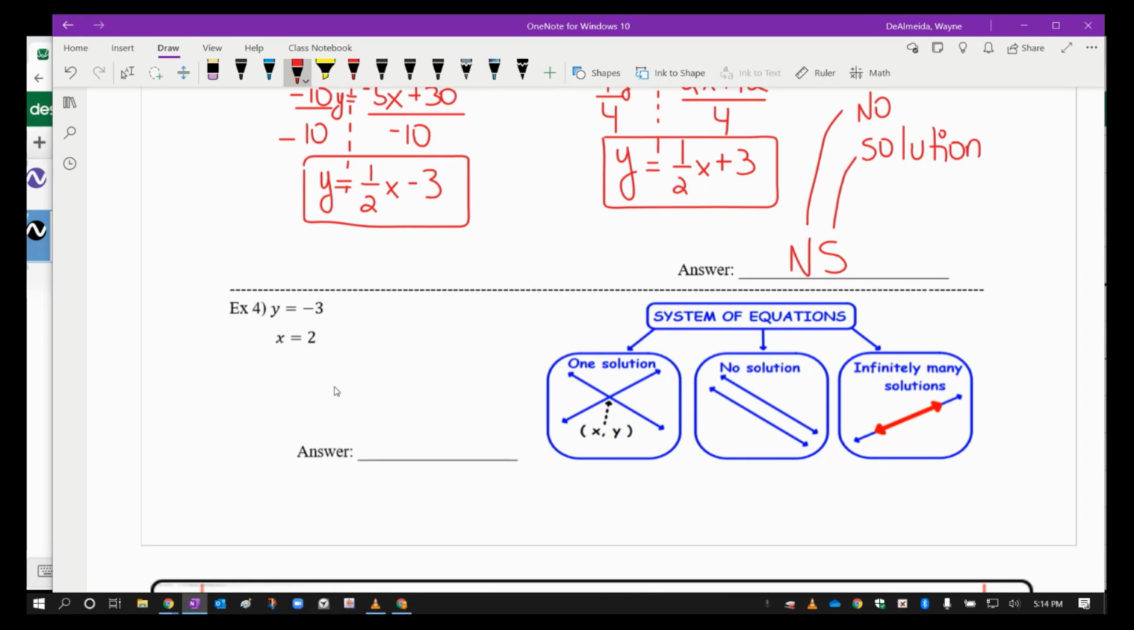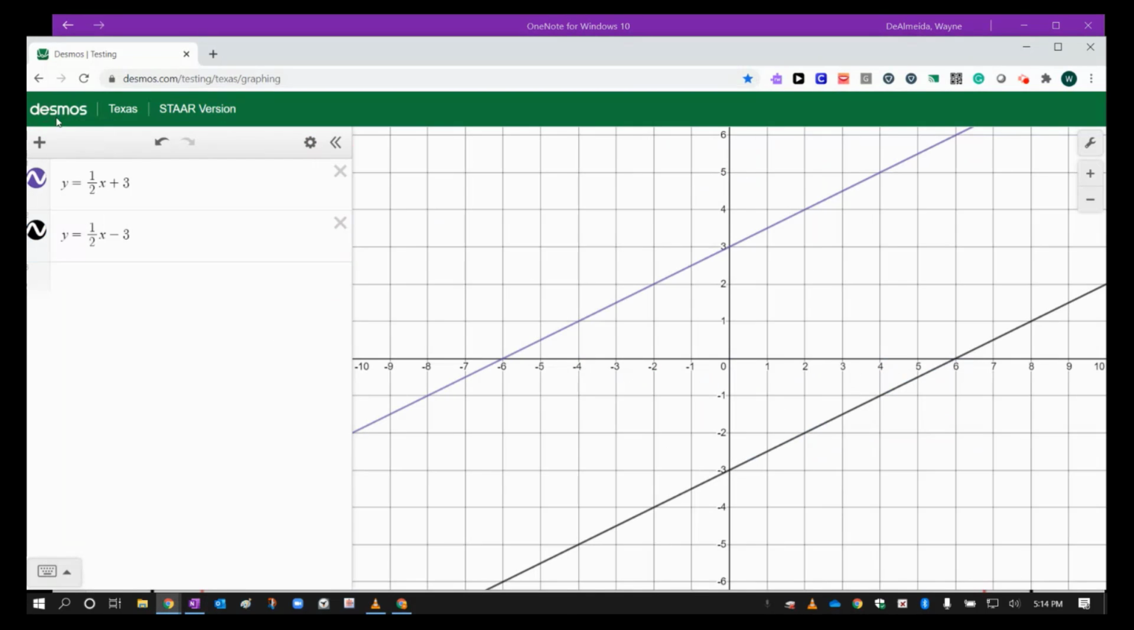All right, let's look at a last example. If you notice the first equation, the y is alone. In the second equation, there's no y, just an x equals a number. This will be a special case. Remember, there are some lines that do not have y, and that's the case right here. So let's go to the calculator.